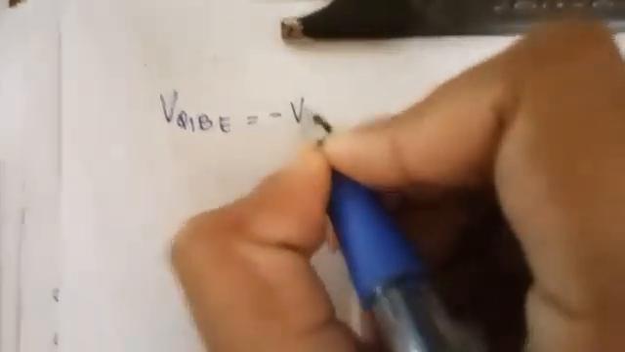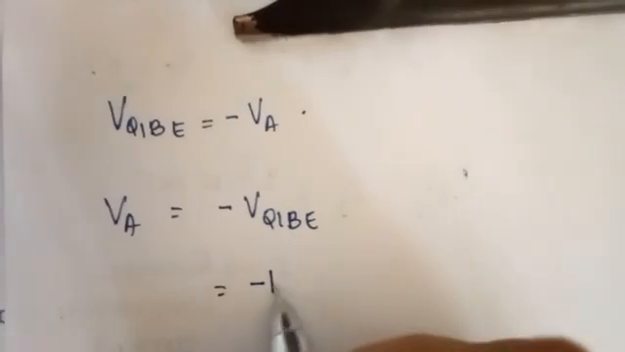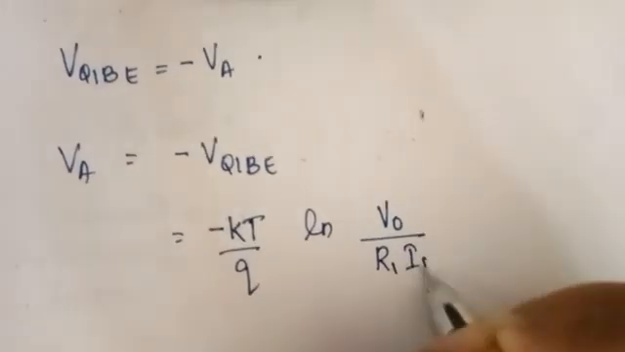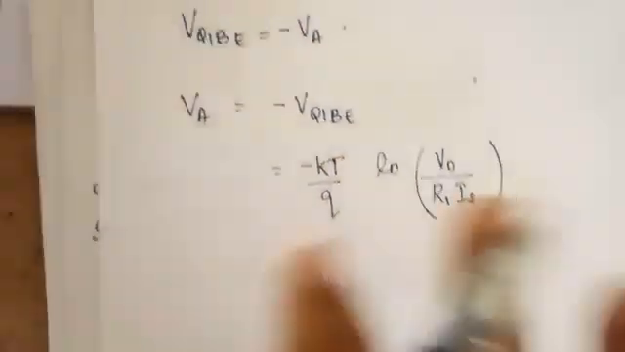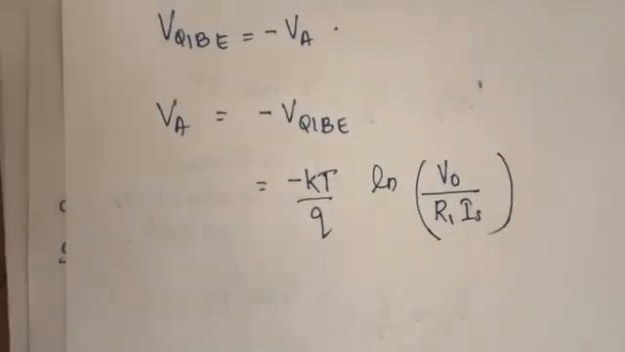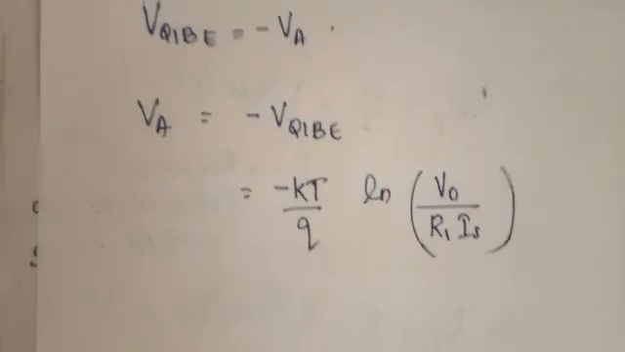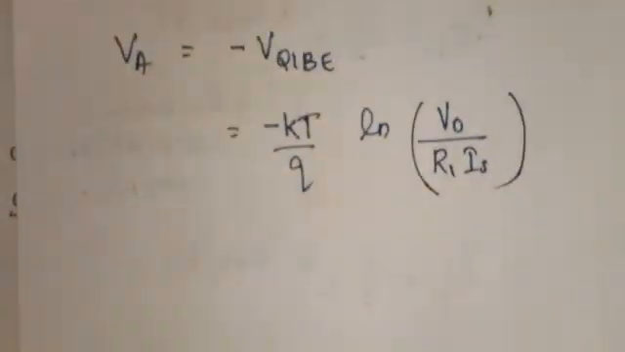Now we wrote earlier that VQ1BE is equal to minus VA. So we write VA is equal to minus VQ1BE, and we found VQ1BE just now, which gives VA equal to minus KT by Q ln V0 by R1 into IS. So we are introducing VA and VB terms into the equations, with the VQ1BE part and VQ2BE. So now we are going to write VQ2BE in terms of VB and VA.